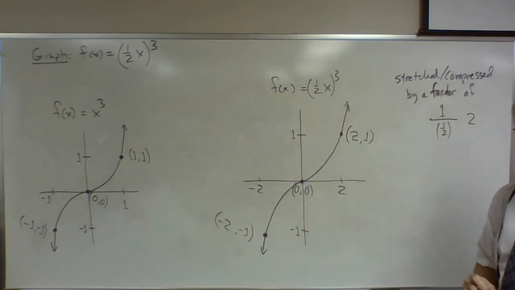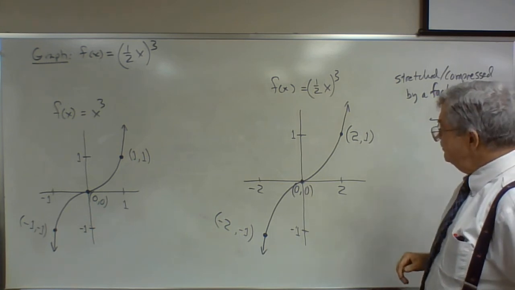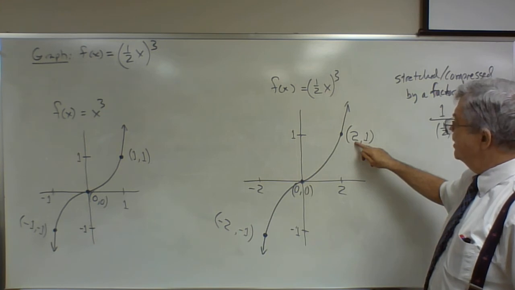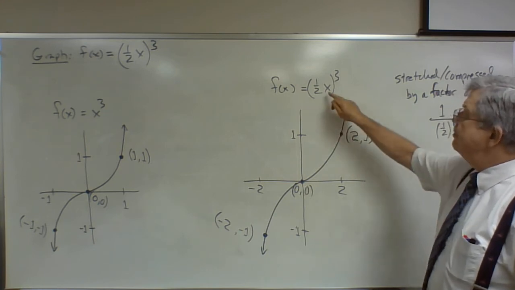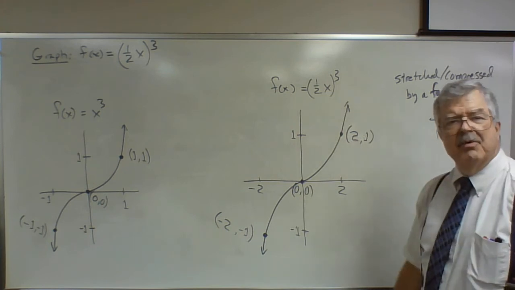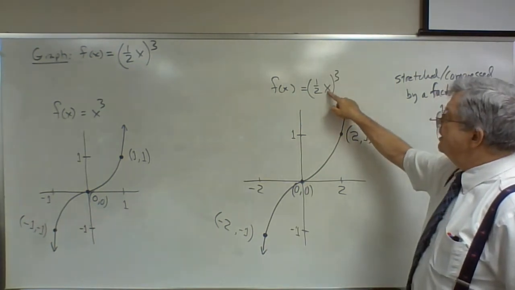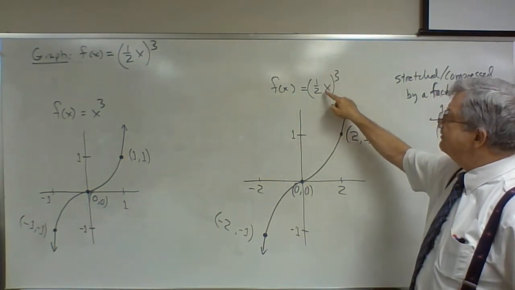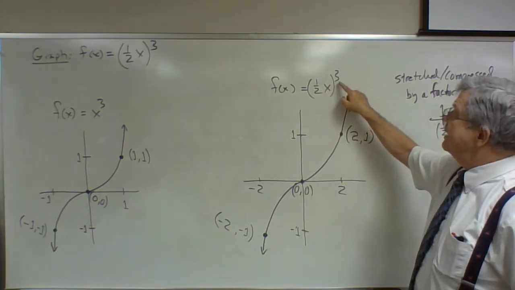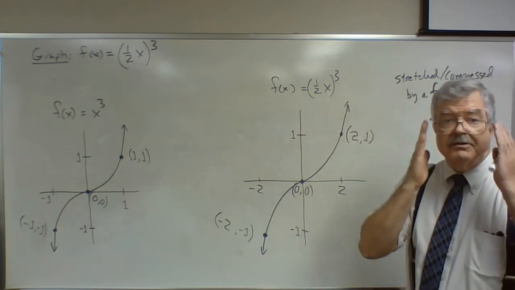Now, let's see if this actually works. I should be able to take the x coordinate of this point, plug it in here for x, and get the y coordinate of this point. Let's see if that works. I take 2, I put it in for x, so I have 1/2 times 2, which is 1. And then I take that, cube it. 1 cubed is 1. Oh, it works.